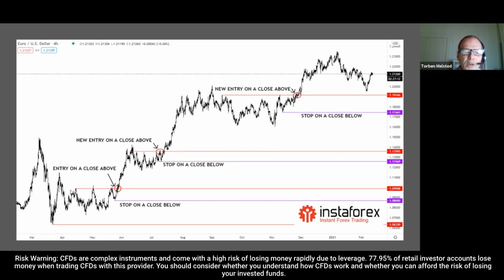This is the 4-hourly chart. We know that the long-term trend is up. So what I would be looking for is almost entirely buy signals. I would not be happy to go out trying to sell a market where I know the long-term trend is up.